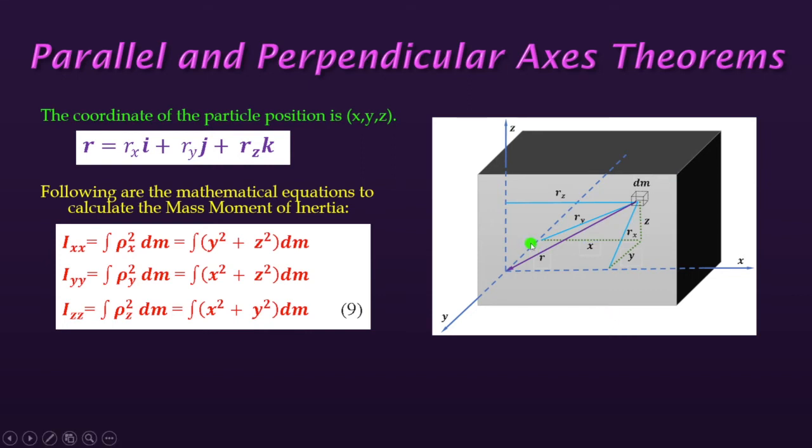Let's consider a point mass, an elementary mass dm, within the entire rigid body. The position vector of this is r. The distances of this dm mass from the x, y and z axes are respectively x, y and z. This is the x distance. Then the position vector can be written as rx, ry and rz. These are the three components of the position vector.